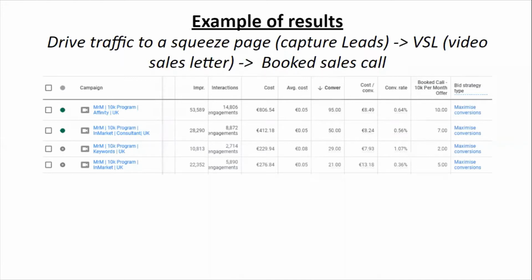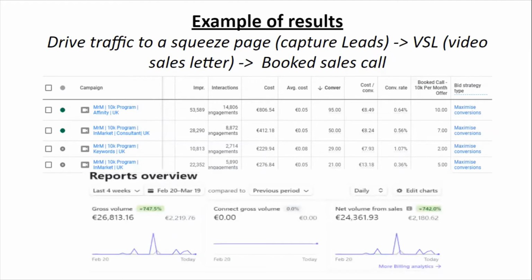We have spent about 3,000 euros to test this VSL, where we get traffic from YouTube to this VSL, where they watch the video, and then from there they make a decision on booking a call so that they can enroll into our program. You can do the exact same thing. We've spent about 3K. We've gotten, as you can see there, 120-something leads, with about 21 booked calls. As a result of that, we've been able to generate a revenue of 26,000 euros.